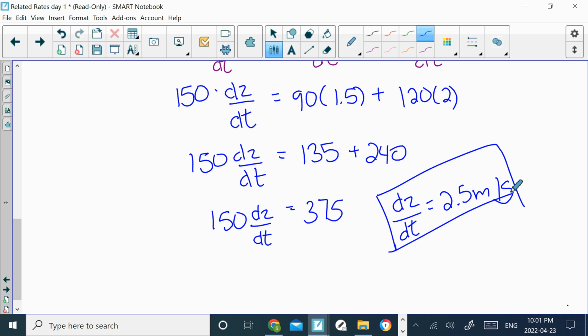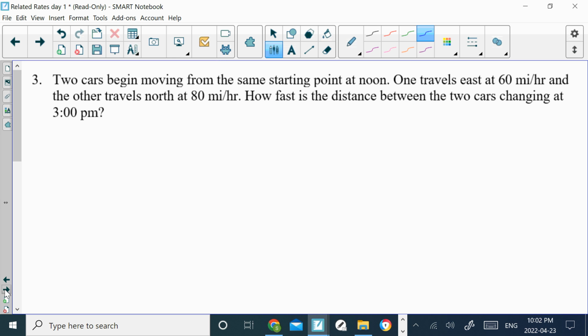Okay, let's look at a very similar problem to this. So this one, two cars begin moving from the same starting point at noon. One car travels east at 60 miles per hour and the other car travels north at 80 miles per hour. How fast is the distance between the two cars changing at 3 p.m.? So just like within the first example, we'll start out by putting what we know into a diagram.